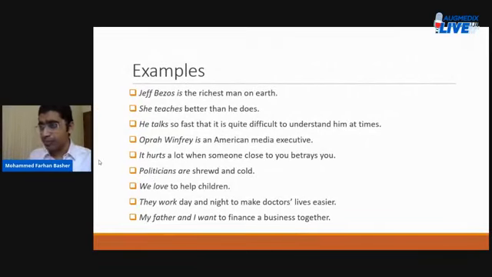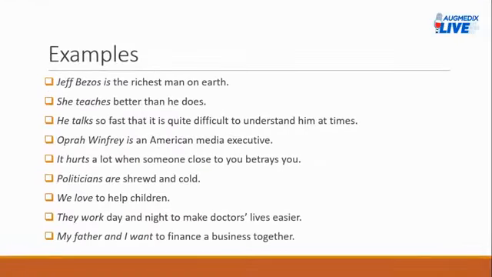We have examples where we have our subjects and verbs agreeing with each other, right? Let's take a look at the very first example on the list. Jeff Bezos, the noun. Jeff Bezos is the richest man on earth. She teaches better than he does. He talks so fast that it is quite difficult to understand him at times.